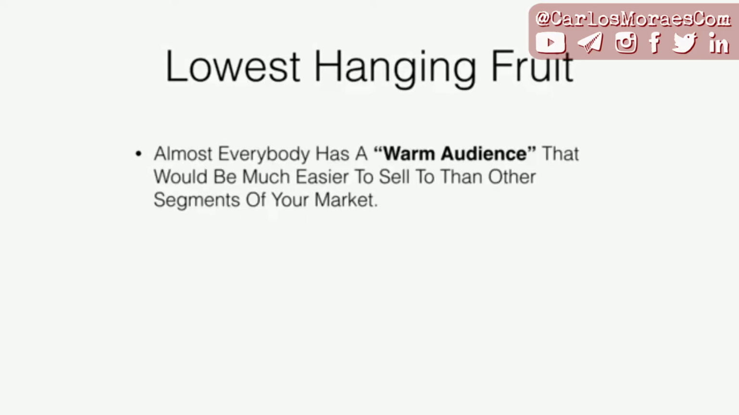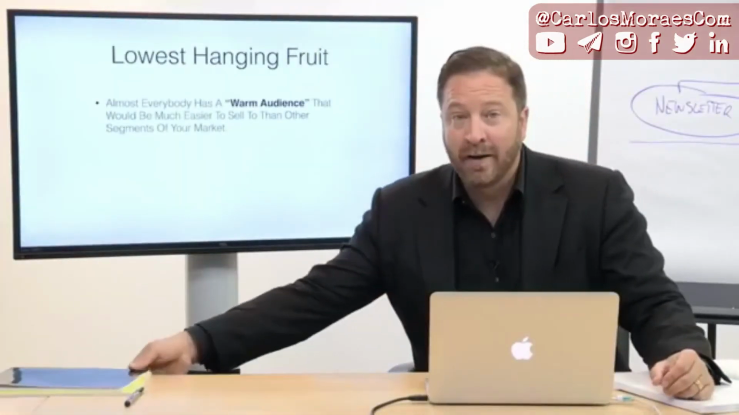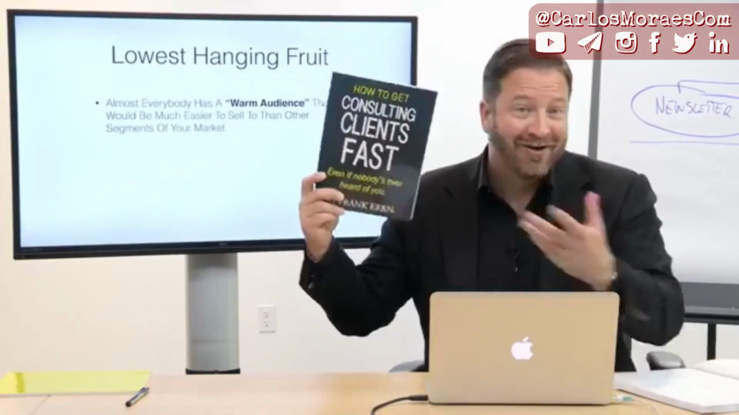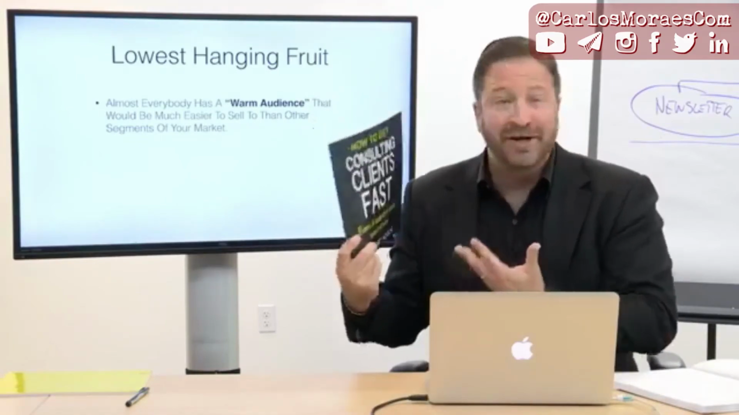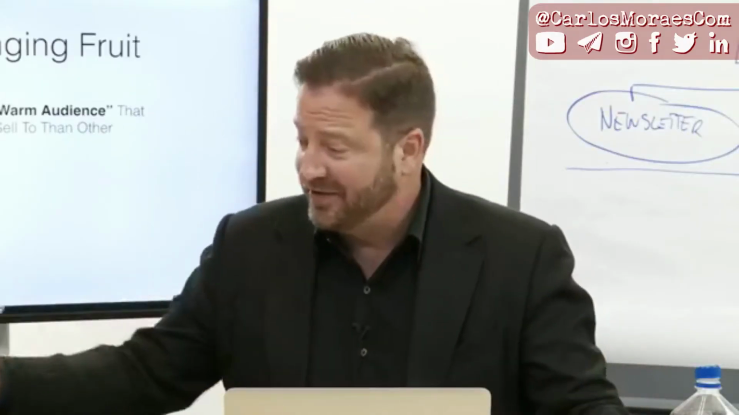And there's really 3 types of people that we can market to. The first category of person is called lowest hanging fruit, or low hanging fruit. And here's the deal. Almost everybody has a warm audience that would be much easier to sell to than other segments of your market. So for example, if you have a book funnel, guess who your lowest hanging fruit is? People who bought your book, okay? Because they already like you, and they like the book. And they're buyers. So that's definitely low-hanging fruit.